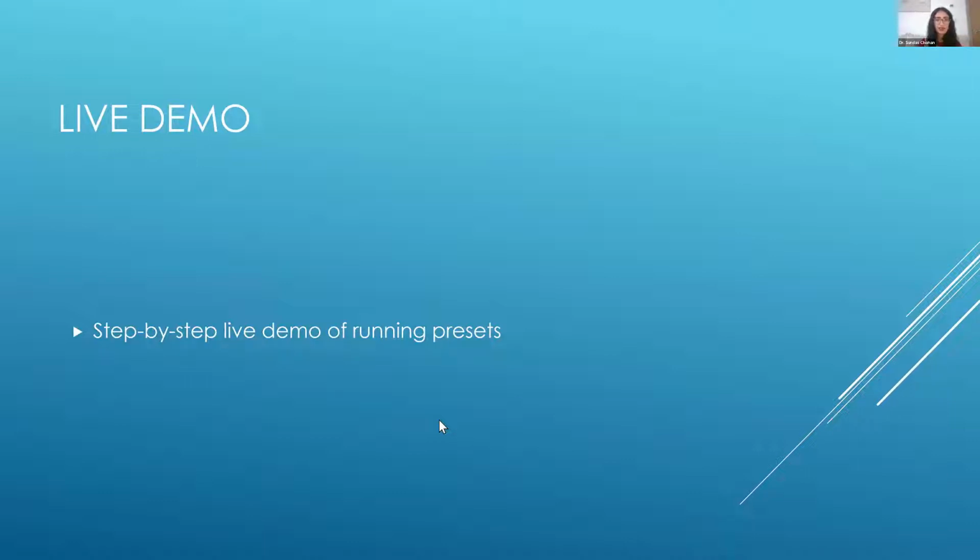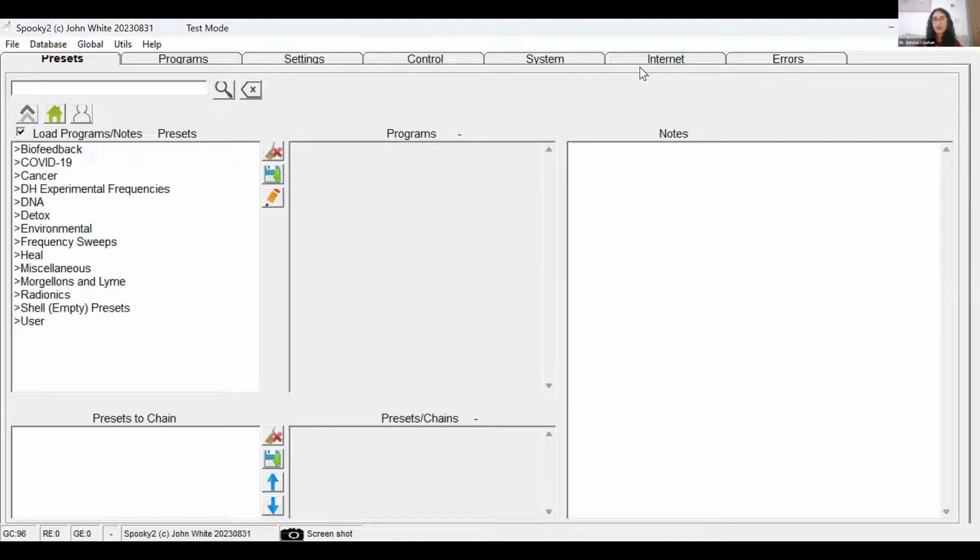Let's go to the software. All right, here we are. This is the Spooky2 software. This is how it should look. So you should have the presets tab on the left, far left.